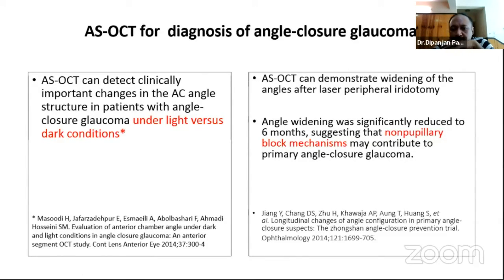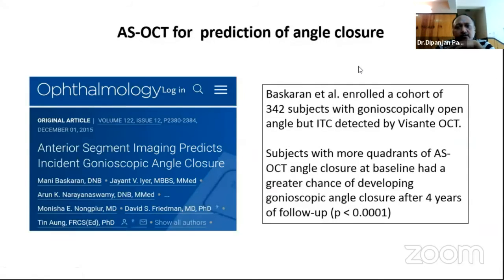And there is a study from the ZAP trial group where they evaluated longitudinal changes of angle configuration in primary angle closure suspects. They saw that the angle widening was significantly reduced at 6 months, and it hinted towards a non-pupillary mechanism that may contribute to primary angle closure glaucoma. So not only the diagnosis of angle closure glaucoma, ASOCT can predict angle closure also.